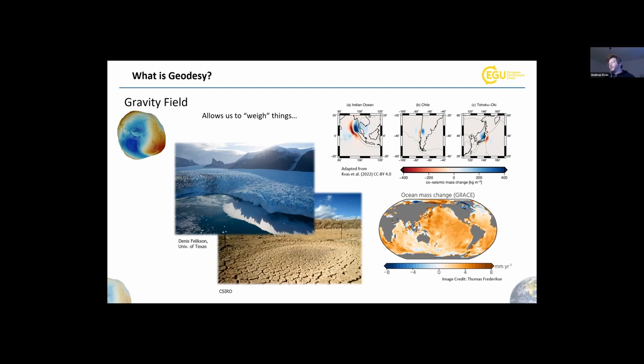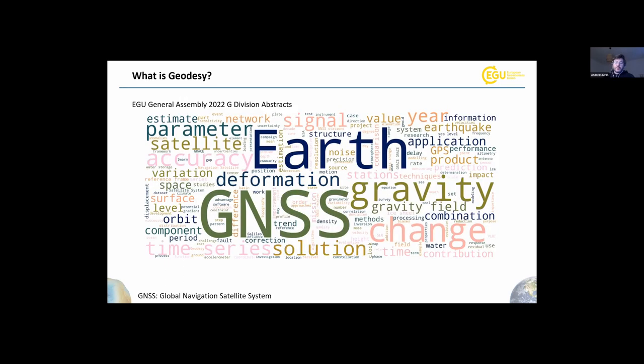We can also weigh the ocean. So we can create a time series of ocean mass change, but also look at solid Earth processes like the co-seismic mass change when we have a large earthquake. So how much mass is actually moved when two plates are displaced by an earthquake, for example. And to make this a little bit more concrete, I looked through the General Assembly 2022 Geodesy Division abstracts and just compiled the word cloud.